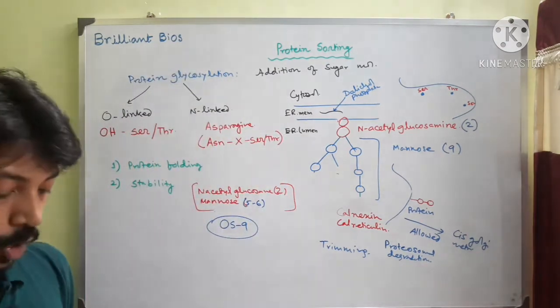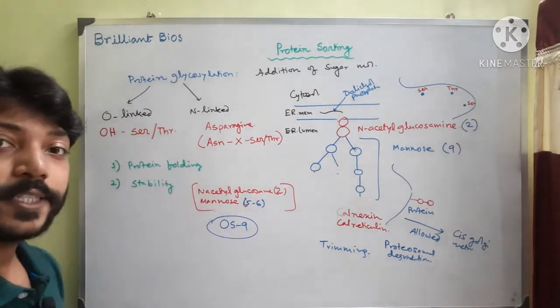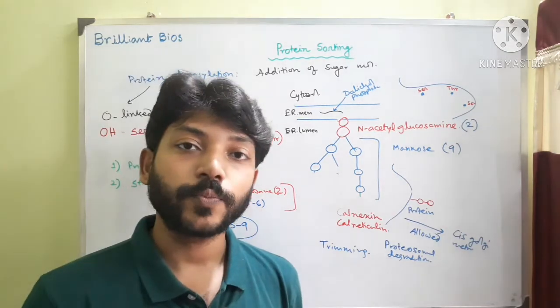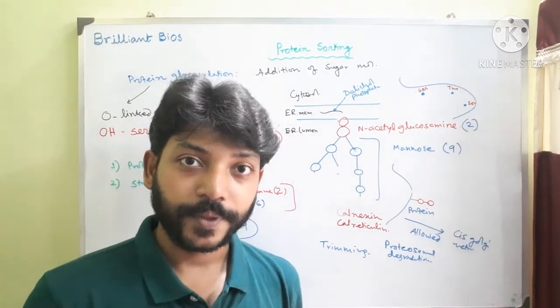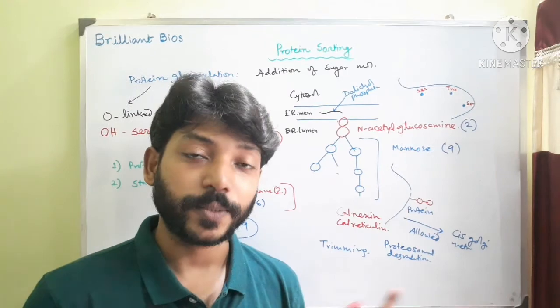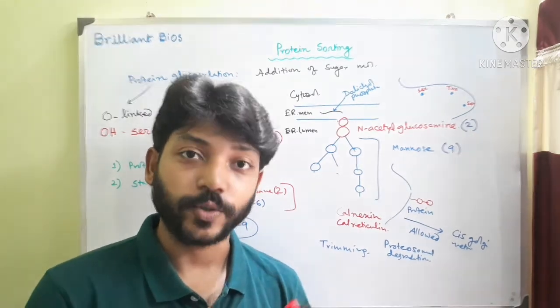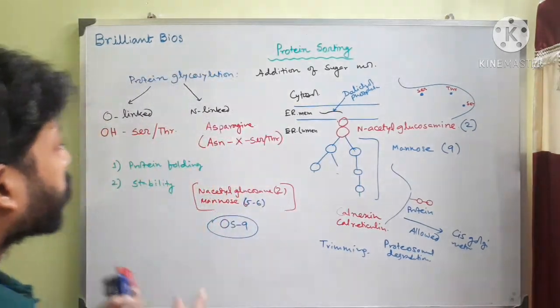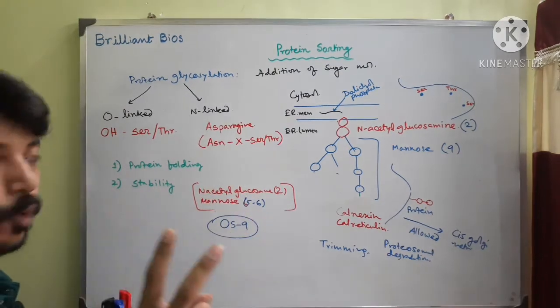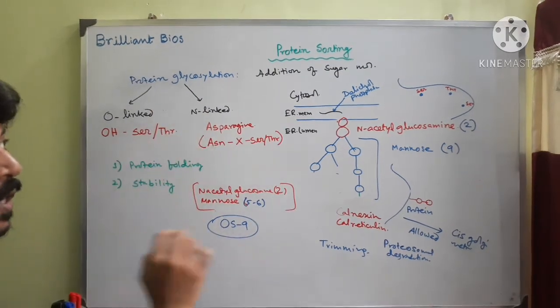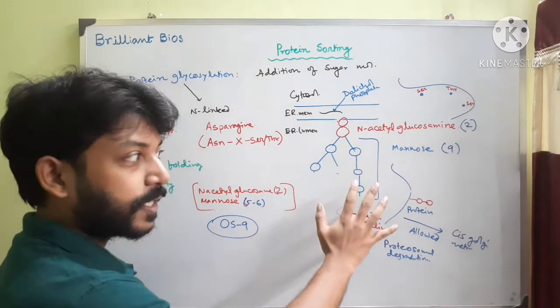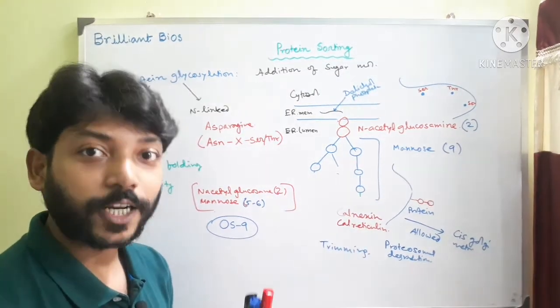Okay, so this is protein folding and stability. It has been found that proteins that are not glycosylated are less stable than their counterparts that are glycosylated. So you have learned here 2 important things: O-linked, N-linked, how these oligosaccharides are added, and what the complete structure of this oligosaccharide is.